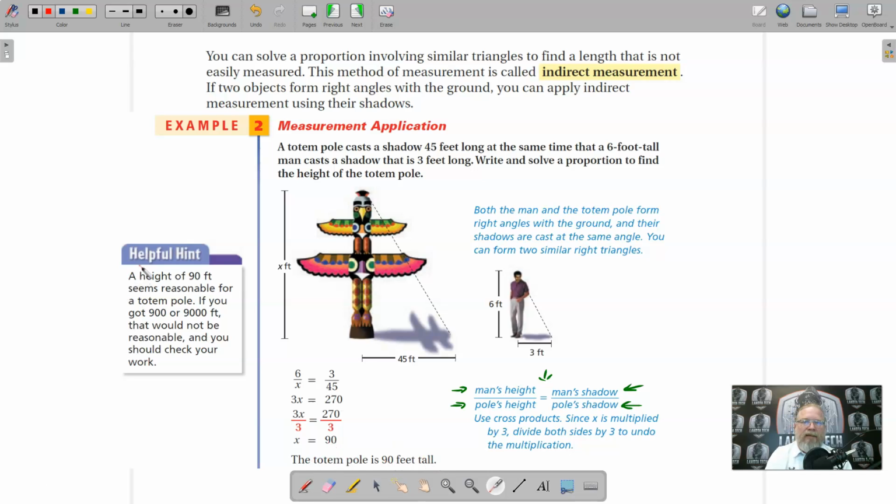So back over here to the helpful hint that we started to read at the beginning and then realized maybe we should read after we get done. The height of 90 feet seems reasonable for a totem pole. If you got 900 feet or 9,000 feet, maybe you got an extra zero in there somewhere, that would not be reasonable, and you should check your work. So always make sure, especially with word problems, that your answers make sense.